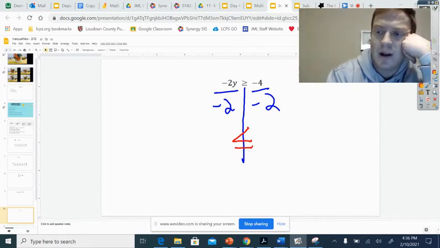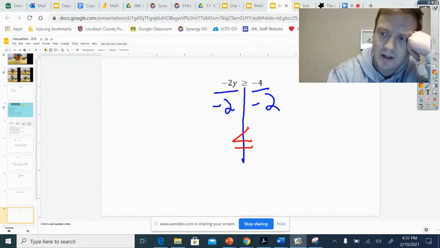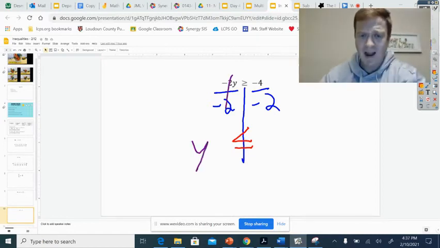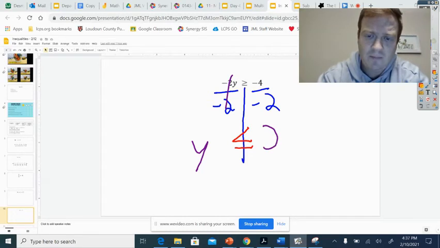And you need to flip your inequality symbol. And then you can go and solve the rest normally. The 2's cancel out, and down comes y. Negative 4 divided by negative 2 is positive 2.